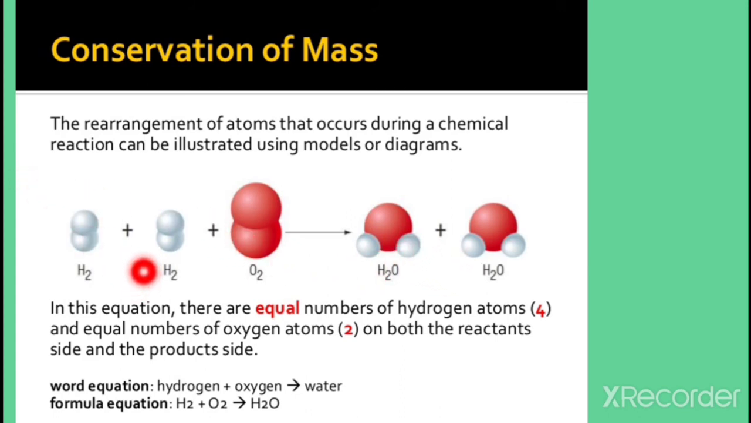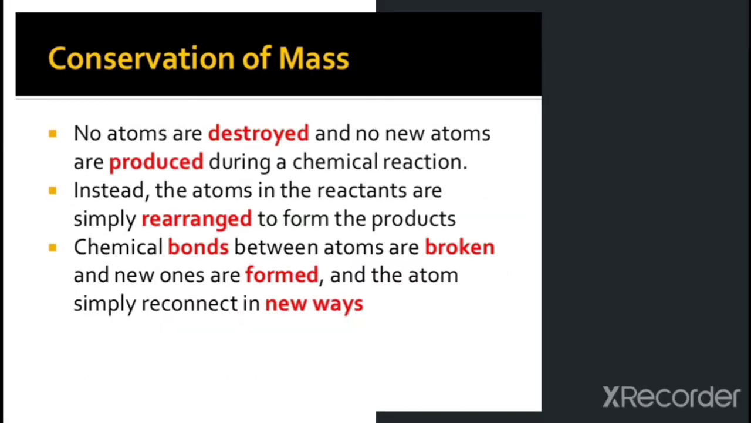this hydrogen bond is broken and this also is broken, and here the oxygen molecule is broken. Here a new bond is formed, here a new bond is formed, and here also a new bond is formed. That means the number of atoms on the left side is equal to the number of atoms on the right side, so the mass on the left side is equal to the mass on the right side. No atoms are destroyed and no new atoms are produced during a chemical reaction.